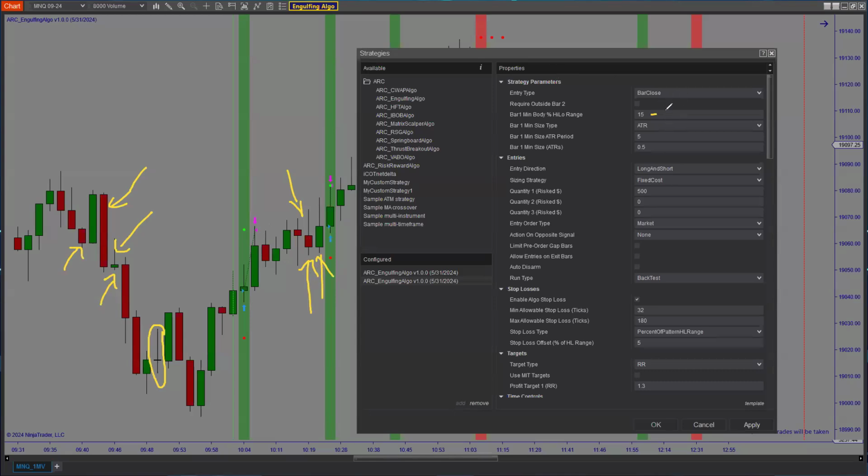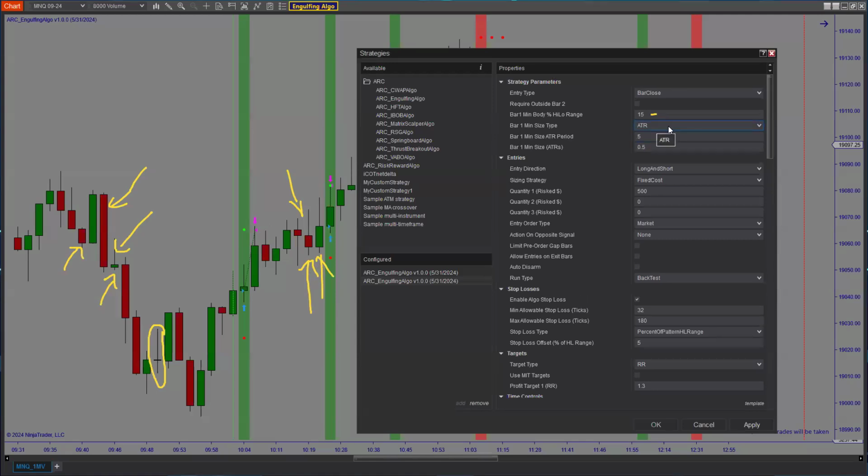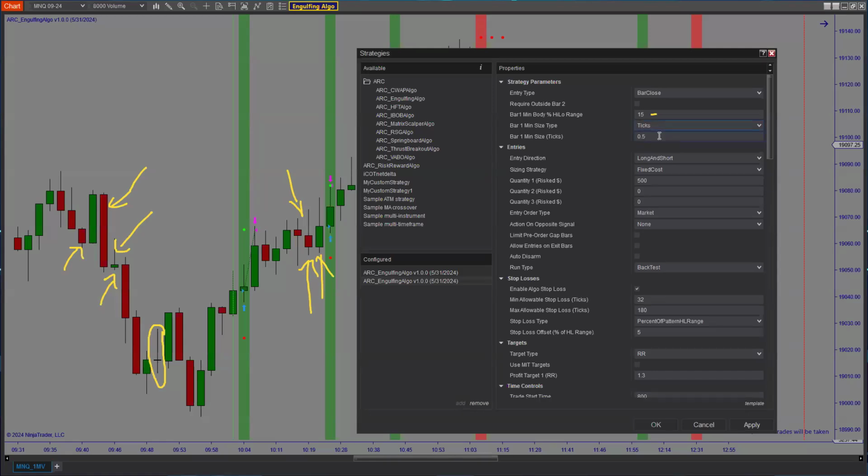Bar one minimum size type. Let's go into that. You've got ticks or ATR. This is going to be the total of the bar, not the body. That was the body, and this is saying the total bar has to be a certain size based on either ATR or ticks. Because you might want to see a bigger bar. You might not want to see this tiny little bar that gets engulfed. Something like that might be too small. Maybe you don't want to trade that.